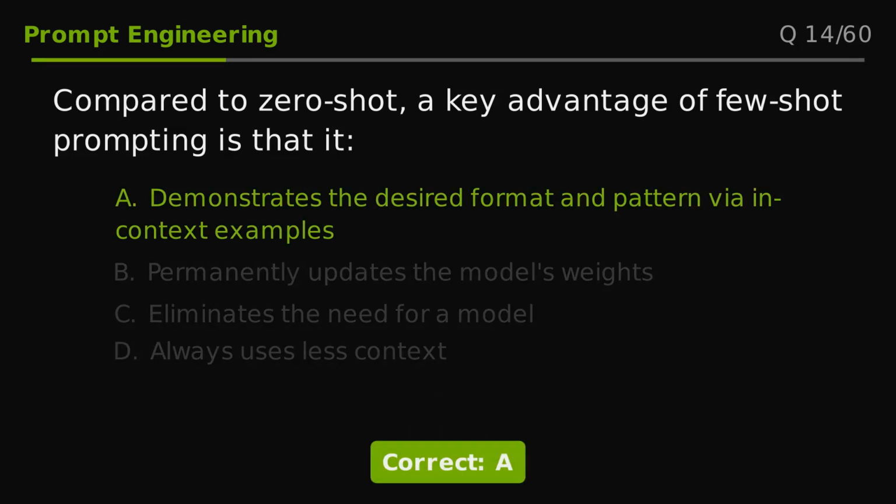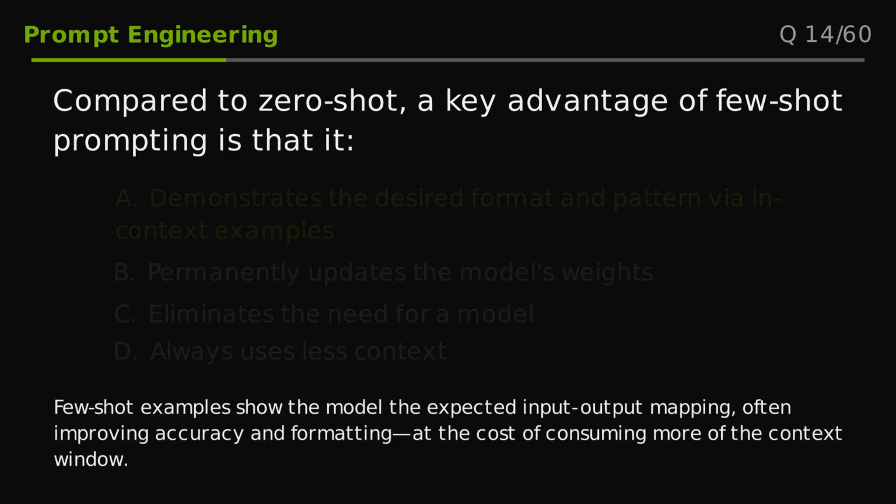The correct answer is A. Few-shot examples show the model the expected input-output mapping, often improving accuracy and formatting at the cost of consuming more of the context window.